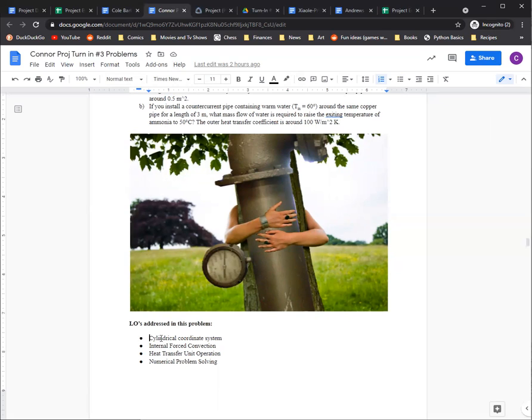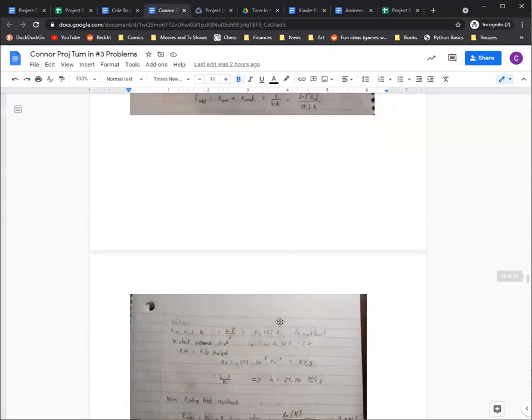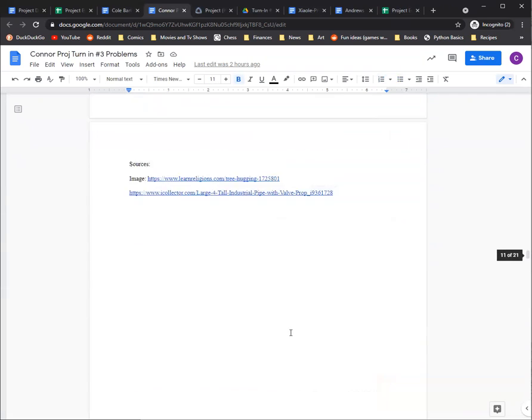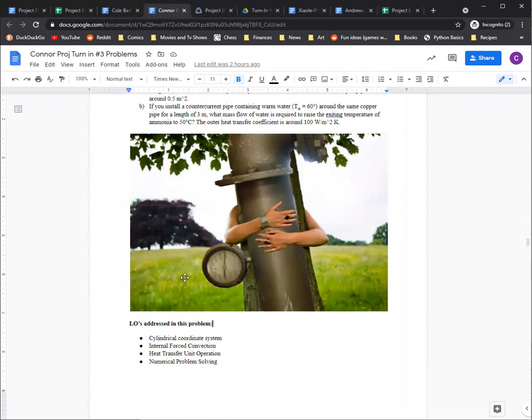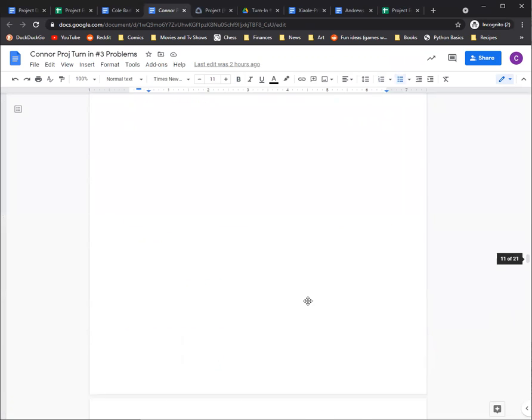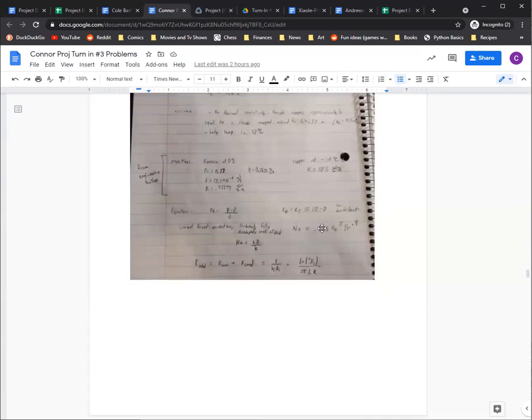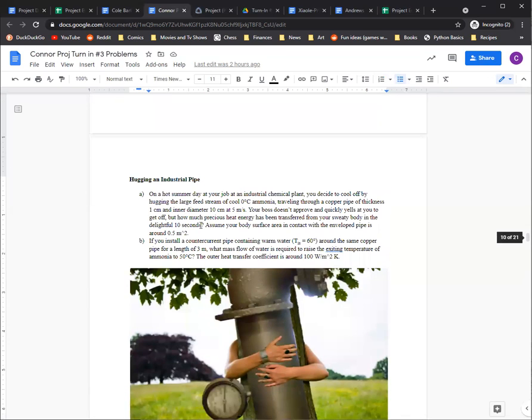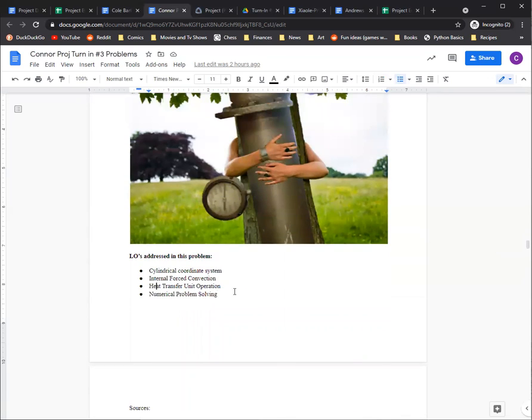So this covers cylindrical coordinate system, of course, because you have to take into account the different surface area between the edges of the pipes, between the outside and the inside of the pipe. Internal forced convection to determine the convective heat transfer on the inside, you just use a Nusselt number for that. And heat transfer unit operation, numerical problem solving. So that's for part A.